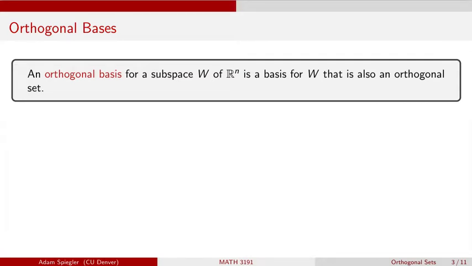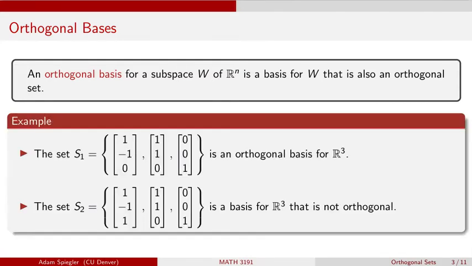So let's first define what we mean by an orthogonal basis. An orthogonal basis for some subspace W of Rn is a basis for that subspace W that is also an orthogonal set. So an orthogonal basis satisfies two things. All of the vectors inside of it are orthogonal to each other. And secondly, that set is a basis for whatever the vector space or subspace that we're studying. So let's take a look at a couple of examples and non-examples.